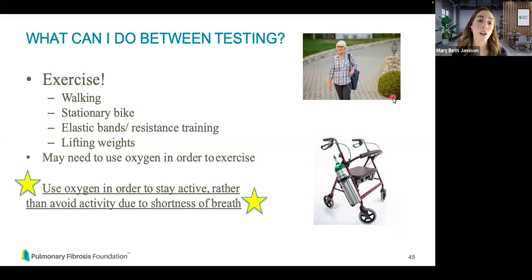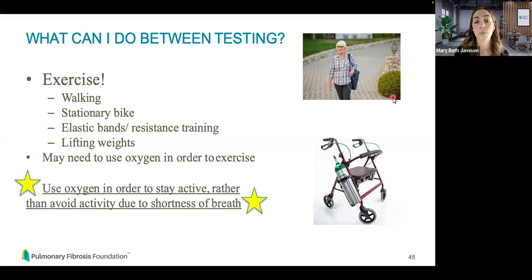You might not need it necessarily in your day to day, or maybe you don't need it during the 6-minute walk test whenever you're doing just that walk test in the hallway. But if you're trying to exert yourself a little bit more, it's okay to use oxygen. In fact, I think it's very important to let people know that we would rather you use oxygen in order to stay active rather than avoiding activity due to shortness of breath, because that just contributes to that deconditioning, those weakened muscles, that less forceful cough. You're not able to really do as much.